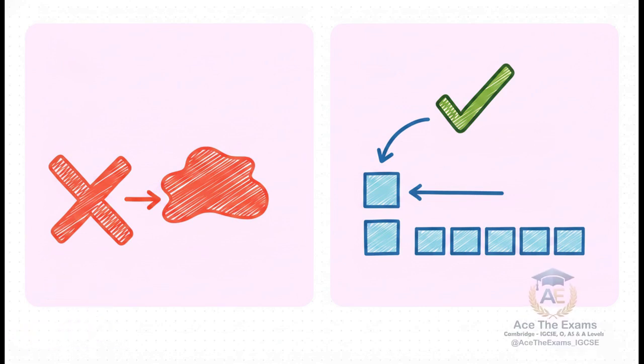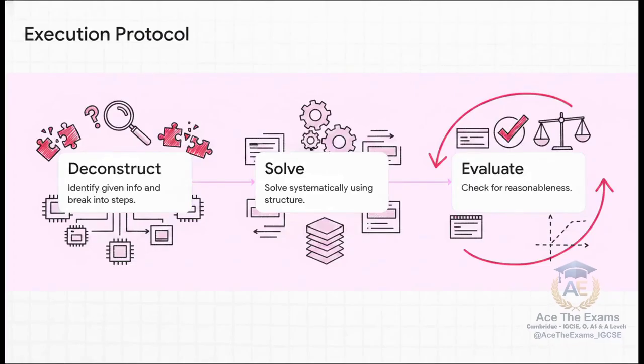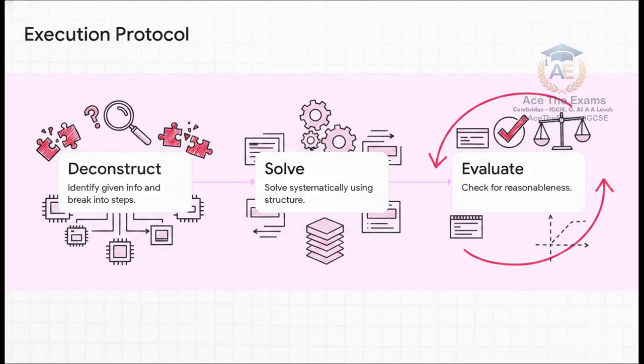Notice why it works. It specifies the exact mechanism, extracting a base address and applying an offset. It references the specific hardware components involved, the index register, and crucially, it links directly back to the specific context of the question, the array. This is exactly how you turn a vague, zero-mark sentence into a locked-in, full-mark analytical point. Process, evidence, link. We are now entering Phase 4, execution. It is time to deconstruct, solve, and evaluate. All right, it's time to bring out the ultimate three-part framework required to confidently apply these low-level concepts to totally unfamiliar contexts.